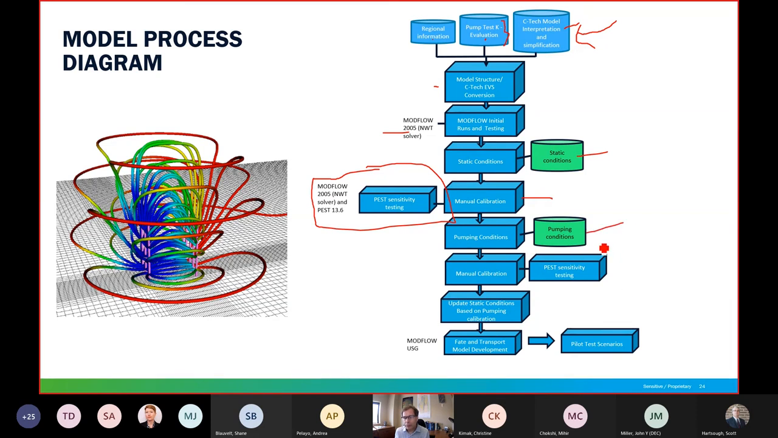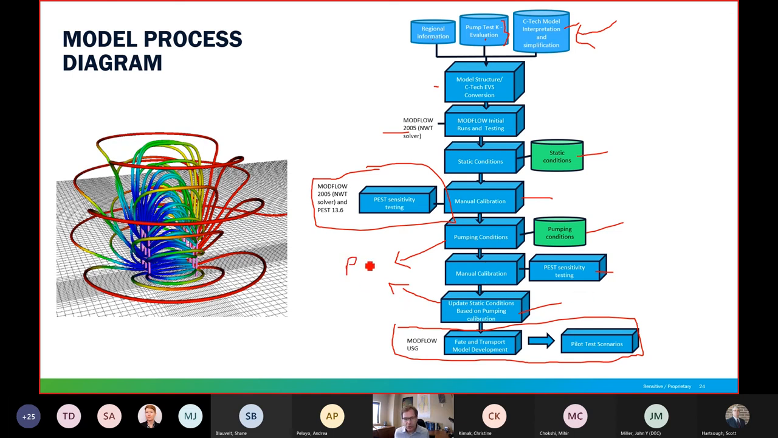Ideally, you want to be able to have some pumping conditions to recalibrate to, and then update static conditions based on the pumping conditions, and then eventually move down here into our fate and transport development and our pilot testing. Oftentimes, in, let's say, vegetable oil injection that's short in distance and time, and we don't anticipate a lot of reaction components, we can exit this process somewhere in here and go right to pilot testing.